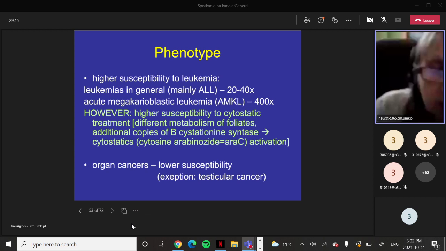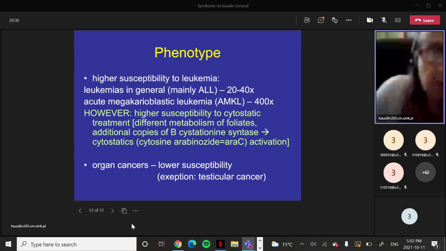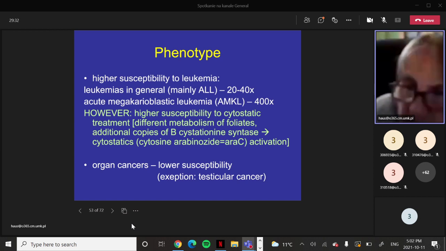Okay. And another problem, organ cancers. There is a lower susceptibility to organ cancer in Down syndrome children, with one exception, which is testicular cancer. Questions? Questions, comments? No. Okay.